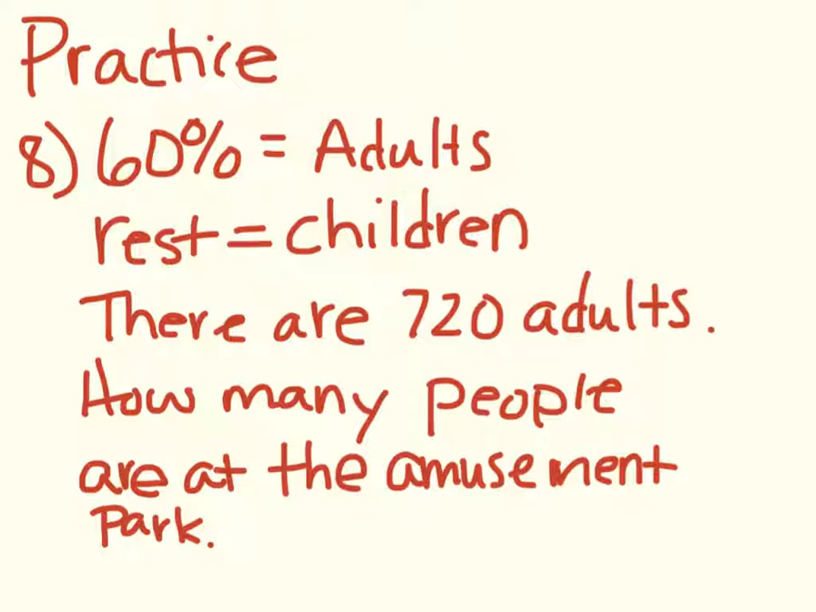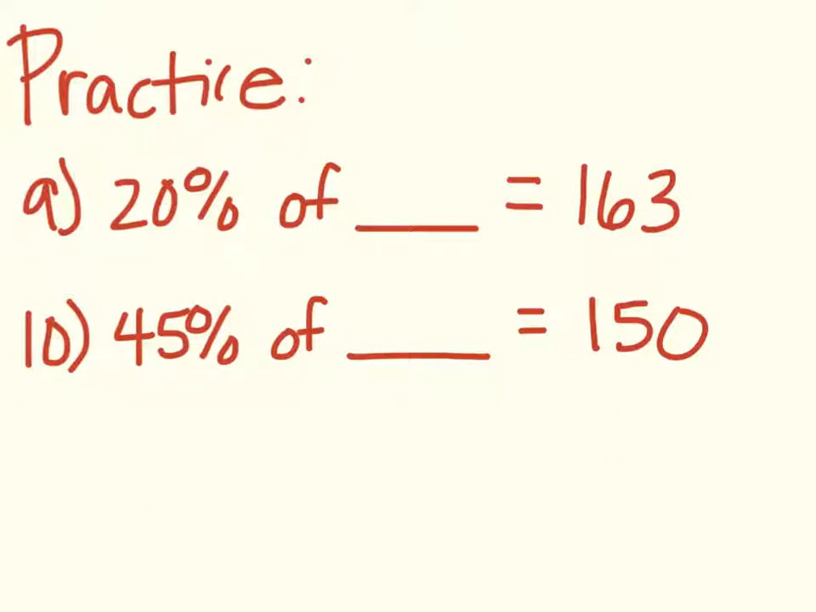And here's practice problem number 8. At an amusement park, 60% of the attendees are adults, and the rest are children. If there are 720 adults at the amusement park, how many people are there? Press pause while you work and come back for problems 9 and 10. And here are your final 2 problems for chapter 6.3.